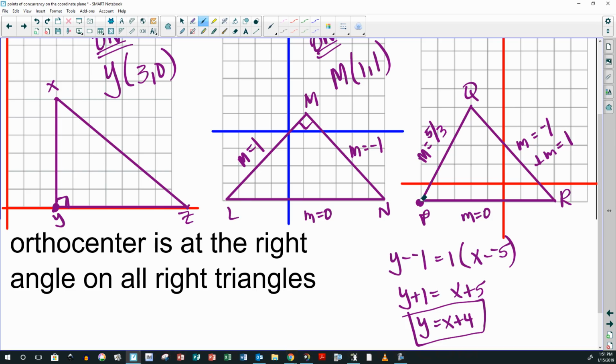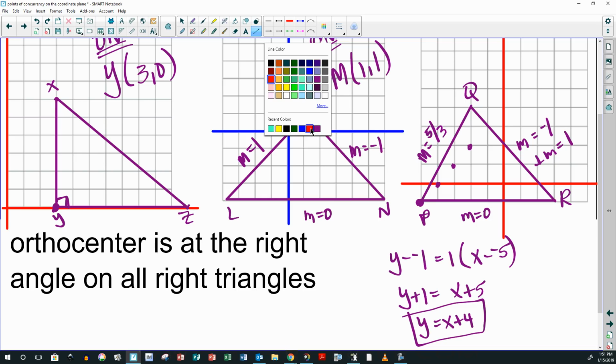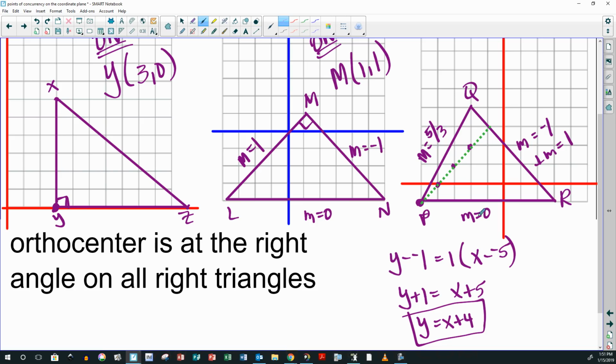So if I go here and I just use my slope, rise 1, run 1, rise, run, rise, run, I can do as many as I want to get a good line. So if I were to draw the altitude through there, that would be my altitude.